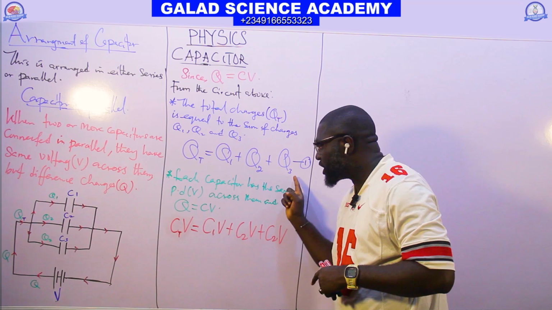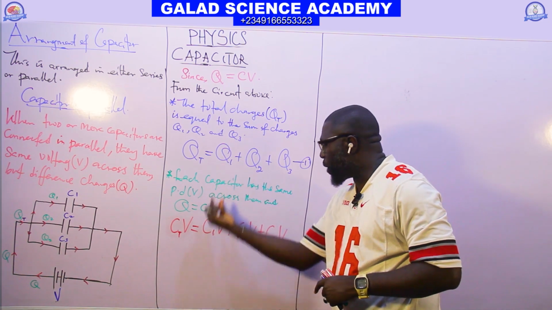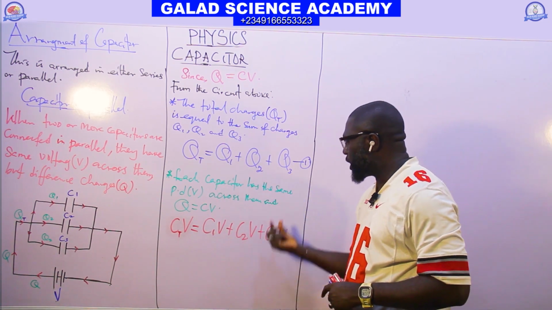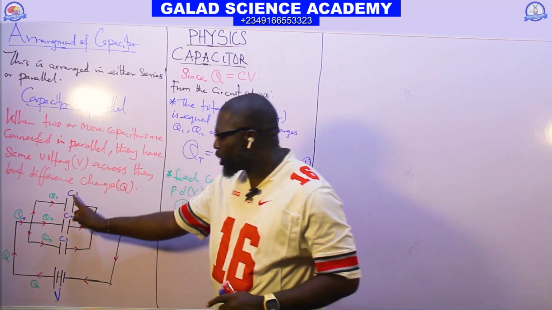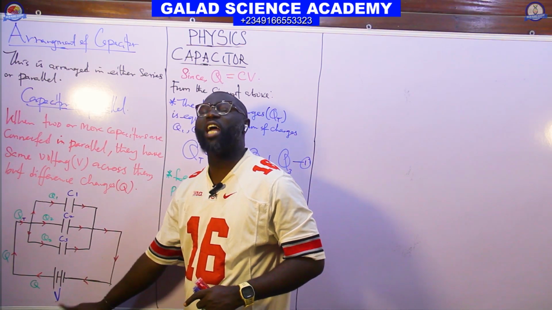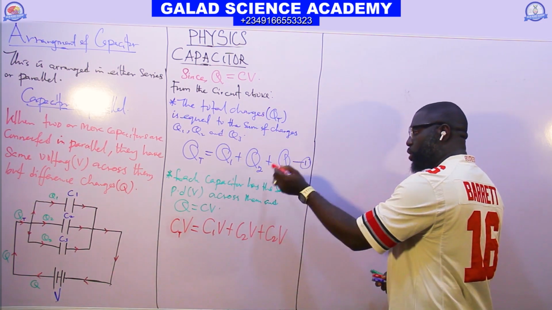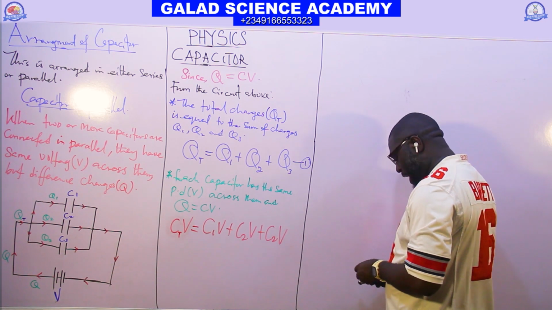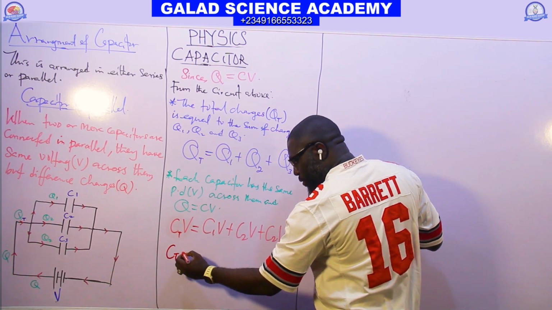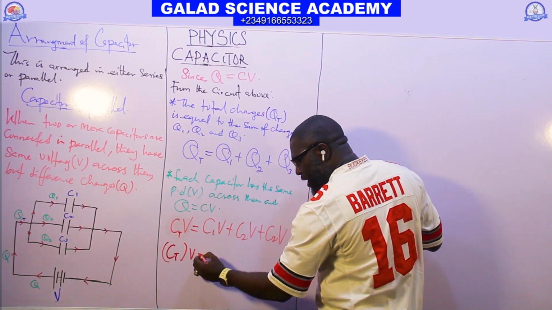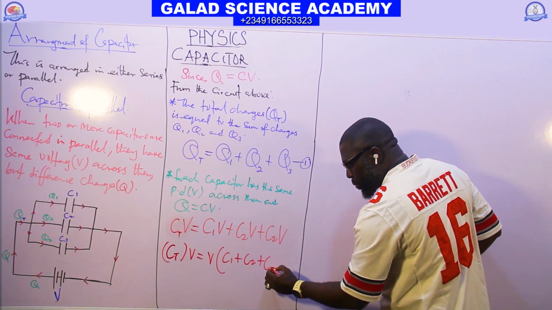But the capacitance of each is different: C1, C2, C3. I change Q1 to this, Q2 to this, Q3 to this. I was supposed to put V1, V2, V3, but the capacitors have the same potential difference, so I put V. Only the capacitance and the quantity of charge are different. So from there, we can have C total times V equal to V times C1 plus C2 plus C3. Taking the potential difference out, we have C1 plus C2 plus C3.